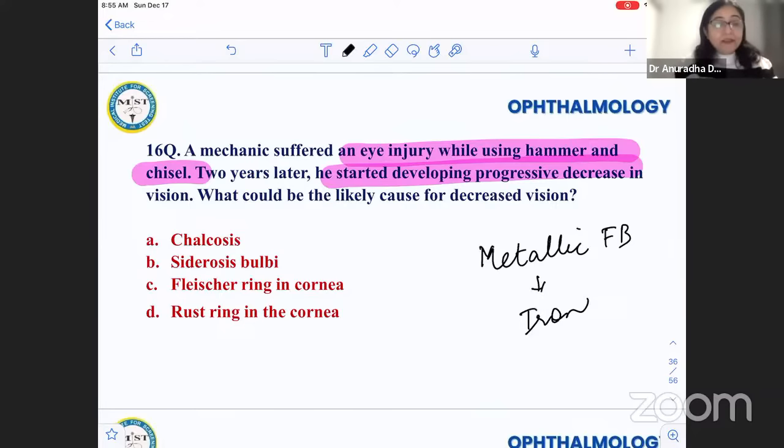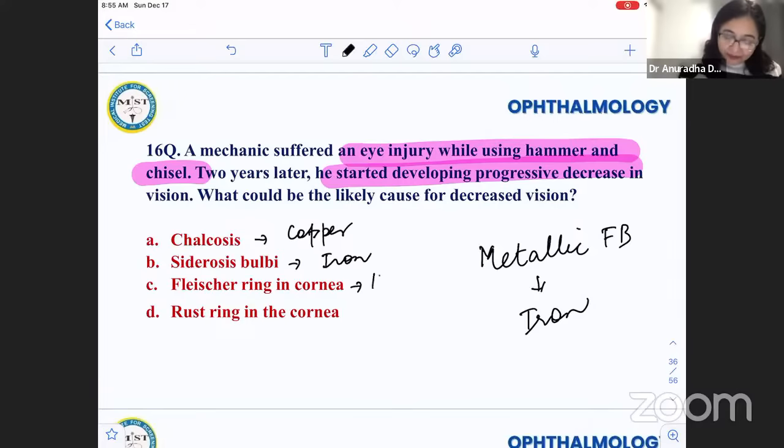Okay, now coming to the choices. Chalcosis. Chalcosis is related to copper deposition in the eye. Siderosis bulbi is related to the iron deposition in the eye. Fleischer ring is an iron ring, but which is seen in keratoconus. And rust ring in the cornea is seen in cases of superficial iron foreign body in the cornea.